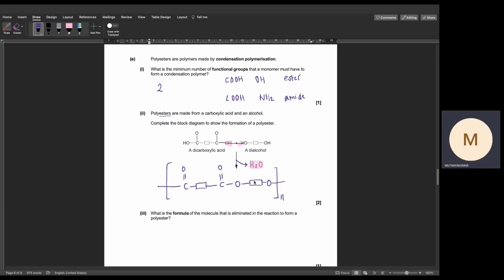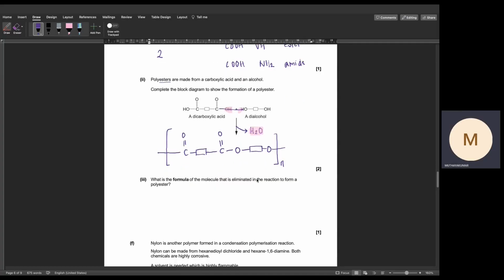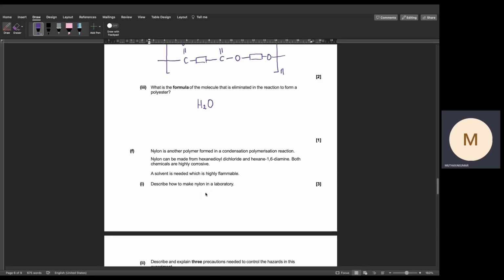So a mark for the link, and then you get a mark for making sure that the ends are open, to make sure that you don't draw in the hydrogen on one side and the OH on the other side. Next question we've already answered. What is the formula of the molecule that is eliminated when the polyester is formed? It's a water molecule.